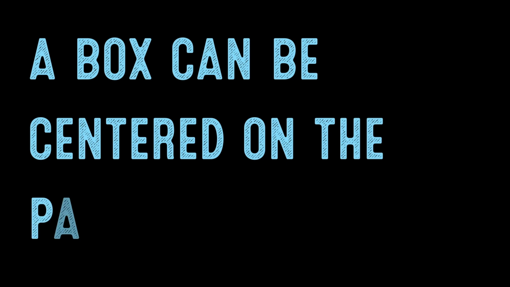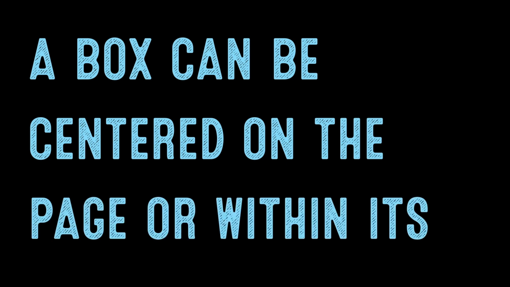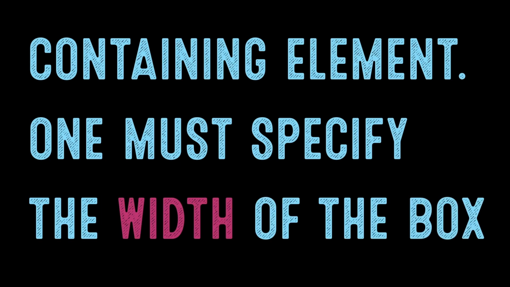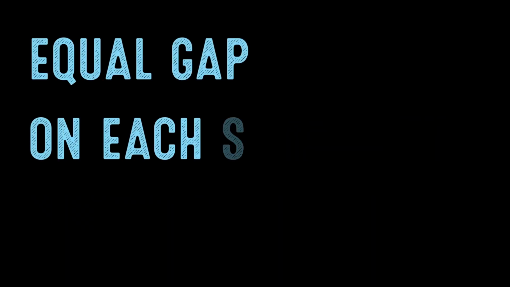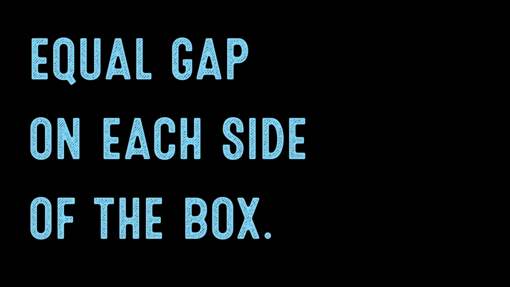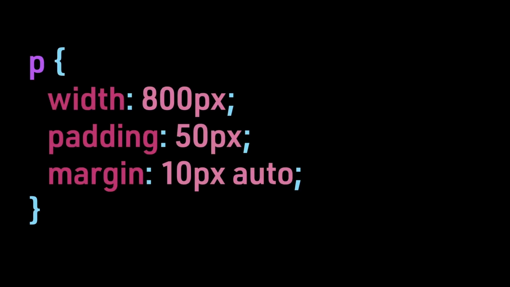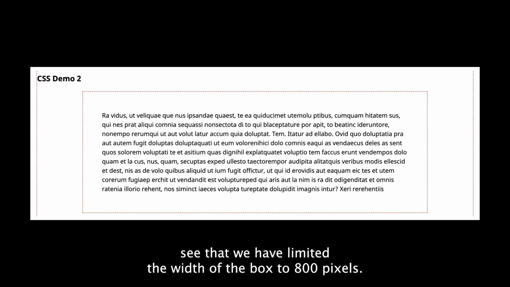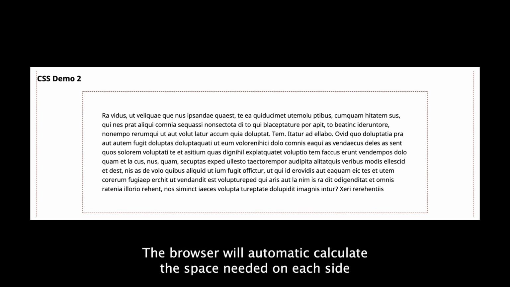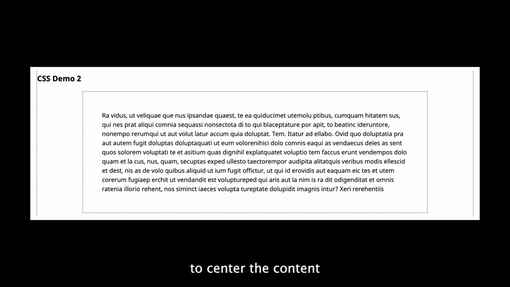A box can be centered on a page or within its containing element. One must specify the width of the box, and the auto value will make the browser put an equal gap on each side of the box. In our final code example, we see that we have limited the width of the box to 800 pixels. The browser will automatically calculate the space needed on each side to center the content.